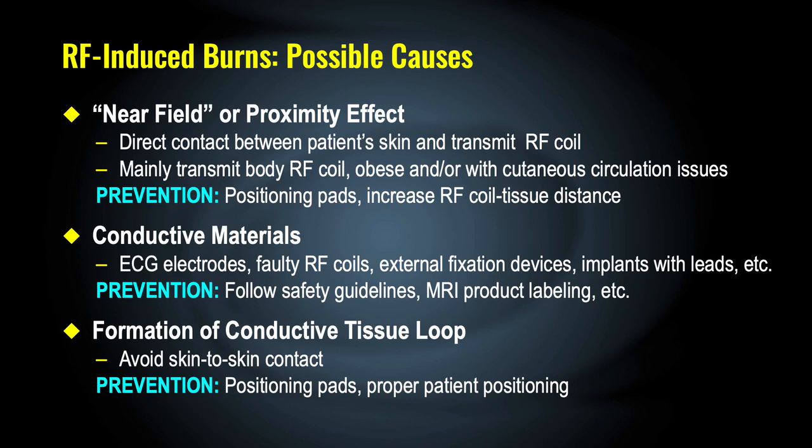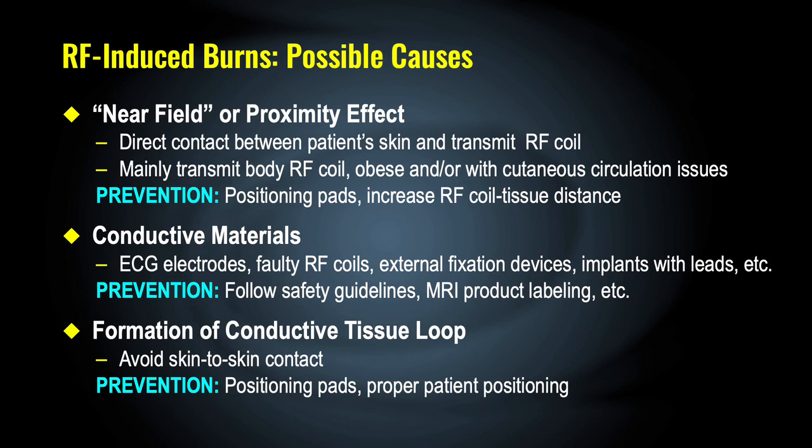The second factor responsible for RF-induced burns is the presence of conductive materials such as metallic items that may be external and/or internal to the patient's tissues. Conductive objects that may cause burns include ECG electrodes and leads, faulty RF coils, external fixation devices, and active medical implants that have leads, such as deep brain stimulation systems.